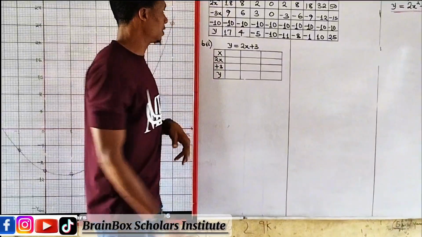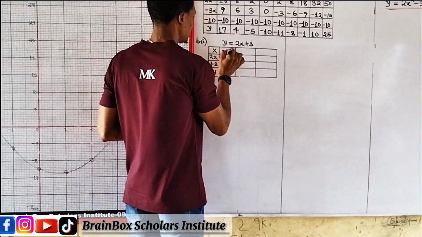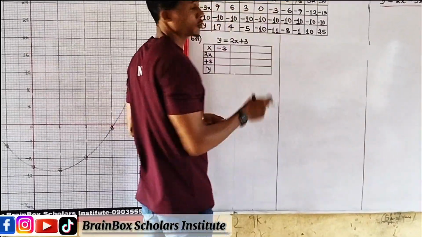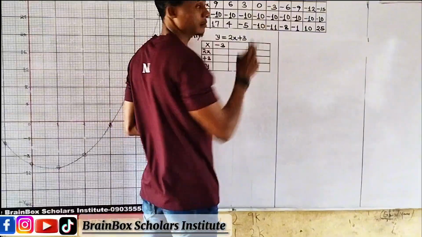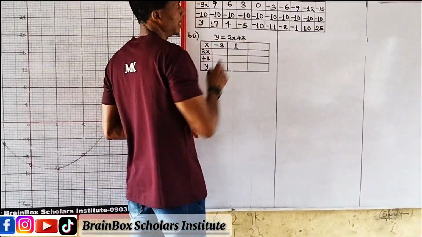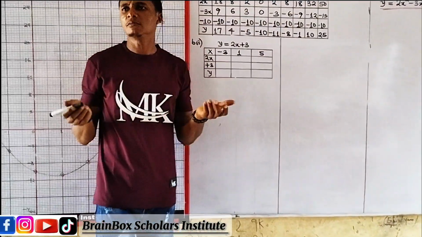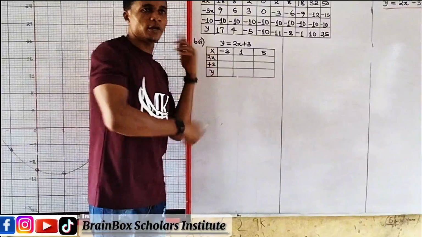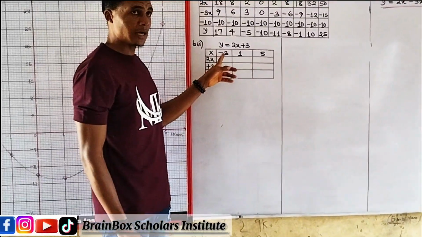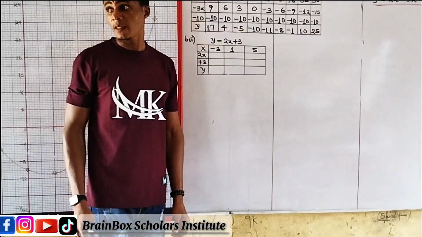Minus 3 is the starting point. I'll put it here. 0 is the middle, or 1. So you can even choose either 0 or 1. I will choose 1 as the middle. Then the last point is 5. Do you see? These 3 points are enough to connect a straight line. From minus 3, I draw the line. It passes through 1 and ends at 5. Are you following now?